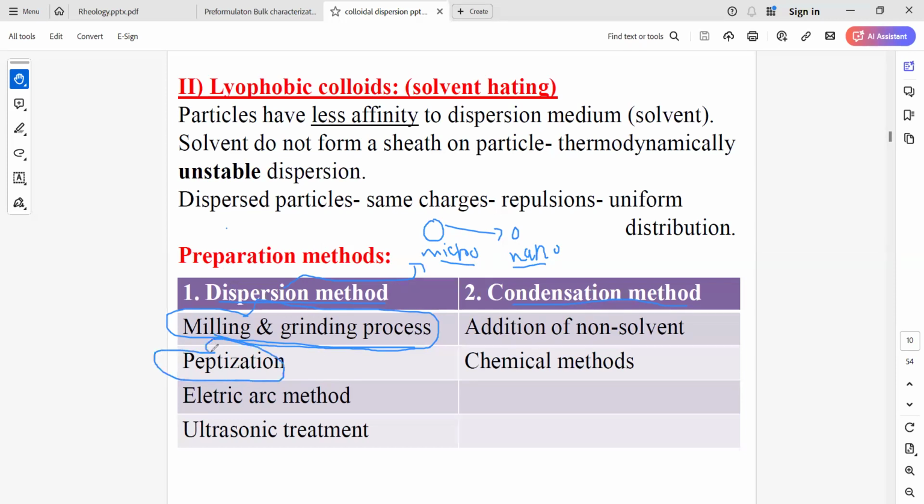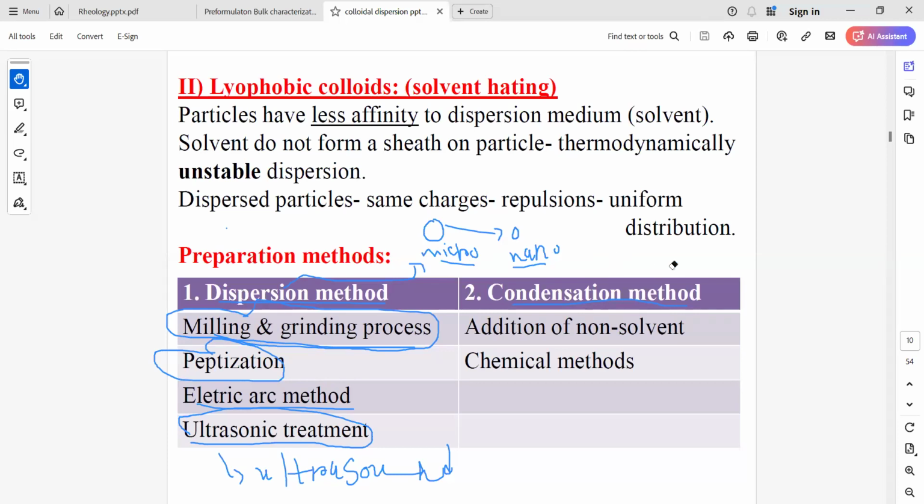Peptization, we also include the same concept. In peptization, we reduce the particle size into the nanometer range. Then the electric arc method and ultrasonic treatment. Here we use ultrasound. How does ultrasound reduce the particle size? By cavitation. Remember this. They generate heat also, and they do the cavitation. The principle is cavitation, and we use ultrasound waves for the reduction in particle size. So these are the dispersion methods.